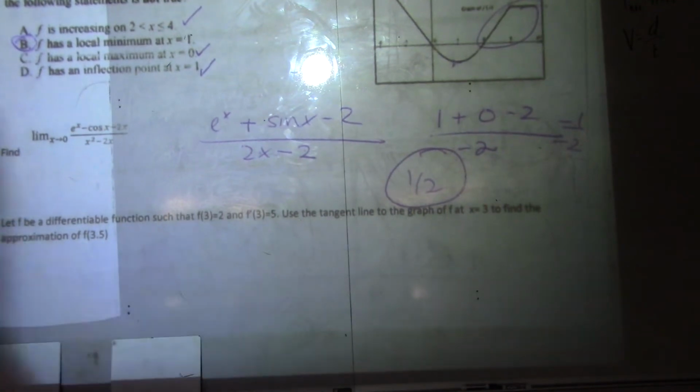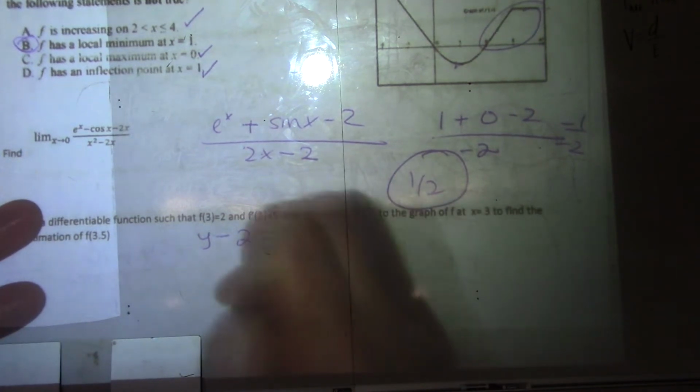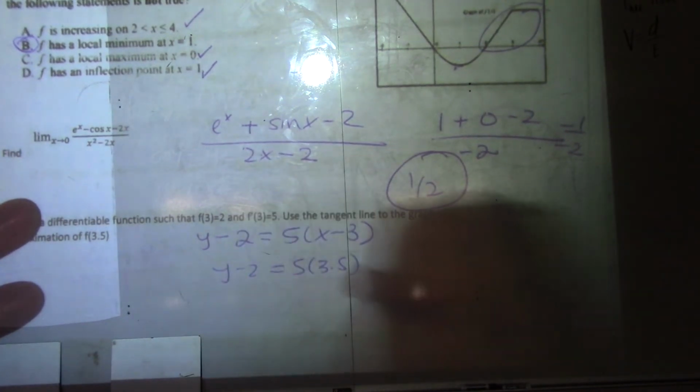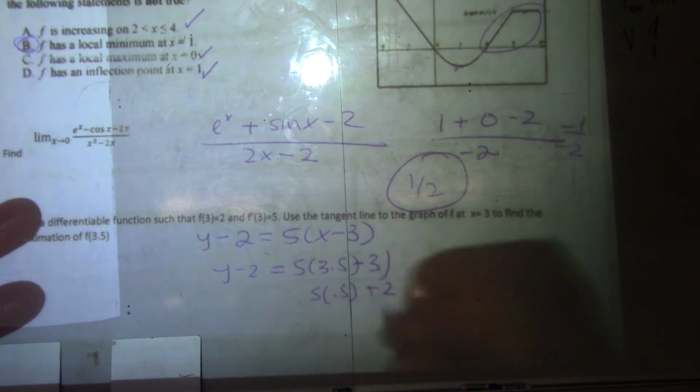We are going to use the tangent line to approximate. So the tangent line would be y minus 2 equals 5(x minus 3). We're going to plug in 3.5. Minus 3, this is 5 times 0.5 plus 2. This is 2.5 plus 2, which is 4.5.